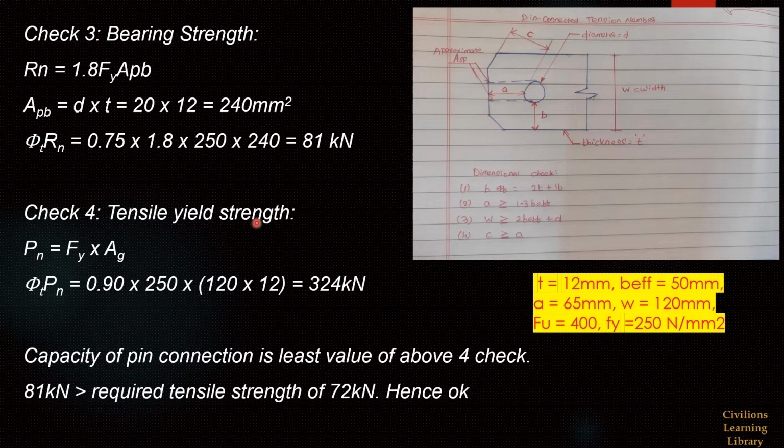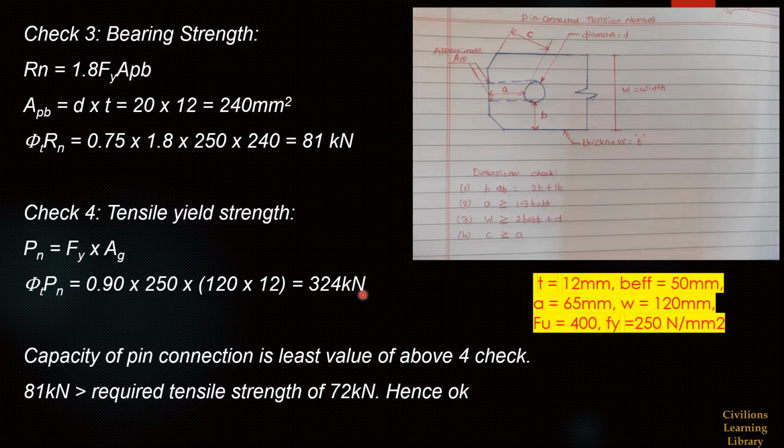Then check 4 is tensile yield strength. For tensile yield strength, the formula is Fy Ag. The factor of safety value is 0.9 into Fy, 250, into Ag. Ag is nothing but the total area, width of the area. So we know that 120 into thickness 12. So we are getting 324 kilonewton as the tensile capacity for this particular plate.